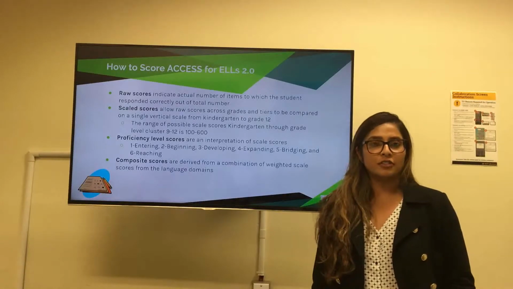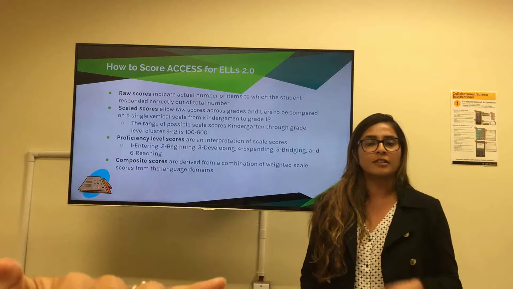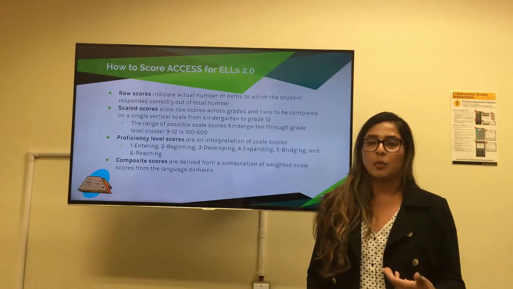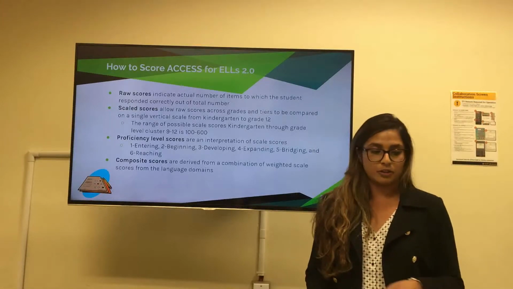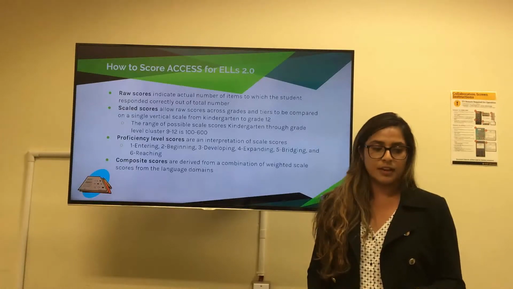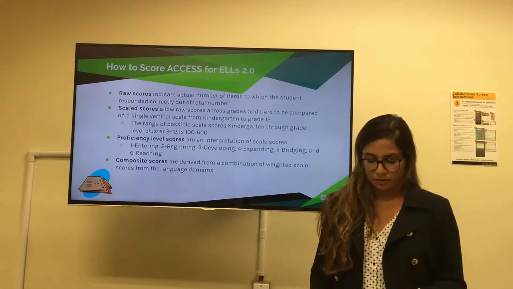And then there's proficiency level scores. That is an interpretation of the scale score. There's 6 proficiency levels, and that is 1 entering, 2 beginning, 3 developing, 4 expanding, 5 bridging, and 6 reaching. And then after that are the composite level scores, and they're derived from a combination of weighted scale scores of the language domains.